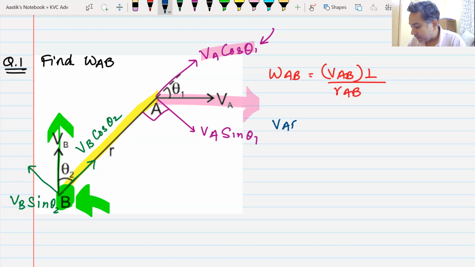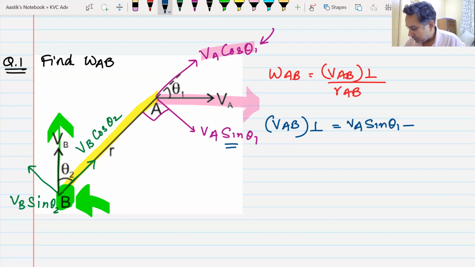Velocity of A with respect to B in a direction which is perpendicular to R. So it will be this velocity. If I take this as positive, this will become negative. Yes or no? Yes, sir. So this minus this, so actually it becomes plus. So it becomes VA sin theta 1 plus VB sin theta 2. Do we understand this? Yes, sir. Yes or no?